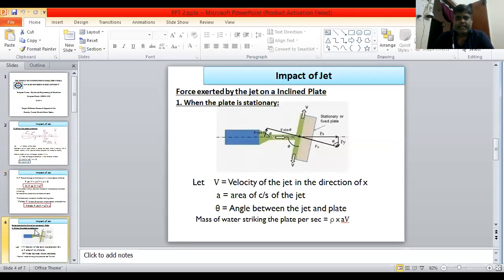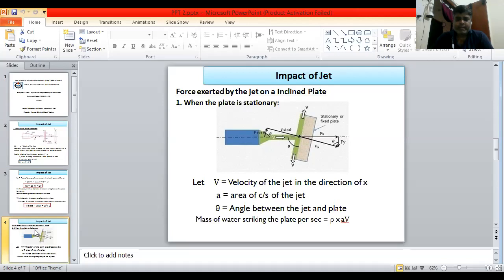Now, the force exerted by the jet on an inclined plate. Case 1, when the plate is stationary. That means here two components occur, v sin theta and v cos theta. The initial velocity of the jet is v, and the final velocity is also v. But the component of the normal force is v sin theta and v cos theta. V is the velocity of the jet in the direction of x, a is the area of cross section of the jet, and theta is the angle between the jet and the plate.